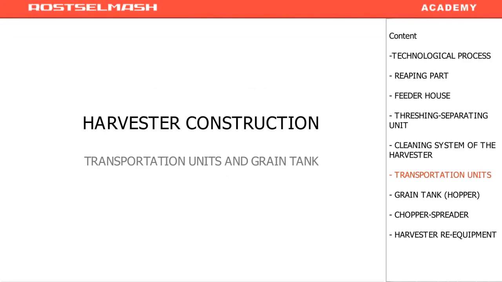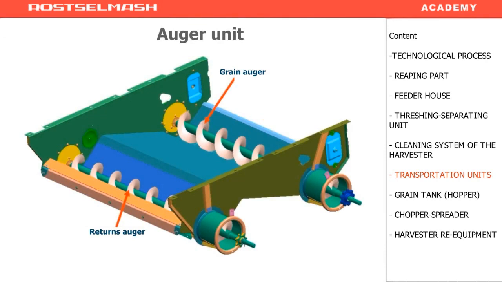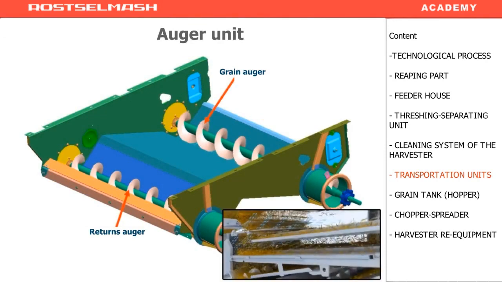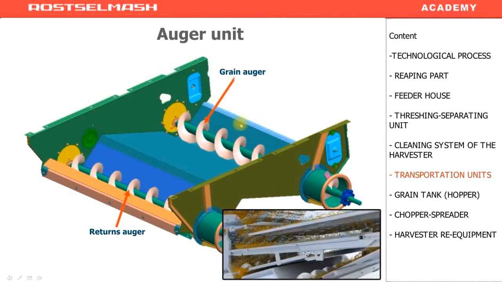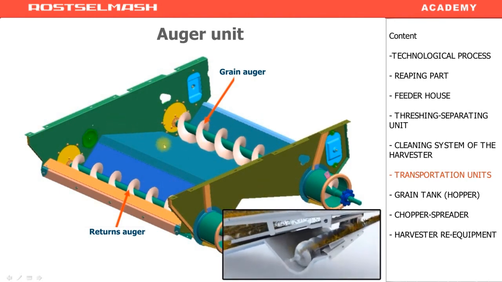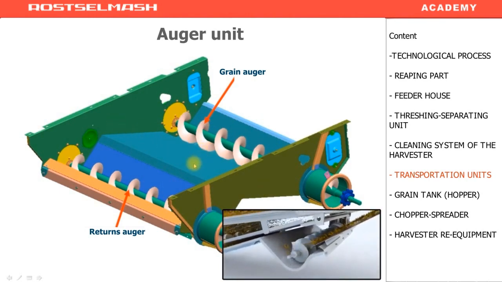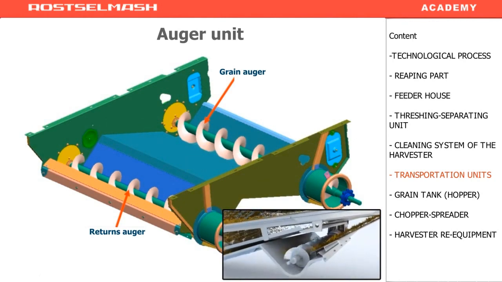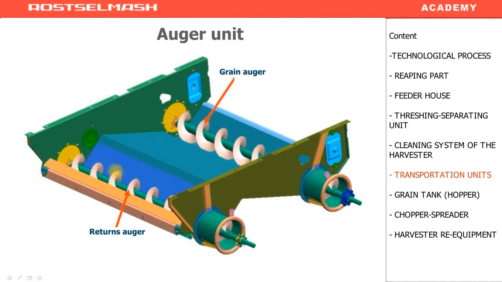Transportation units, and the grain tank. The auger's unit is located behind the fan, along the movement of the harvester. It consists of a grain auger and tailings auger. The tailings auger comes after the grain auger. The grain goes down the chute board and falls here. This clean grain is spilled through the lower sieve. Unthreshed wheat heads also fall here, down the chute board, through the extension. The elevator moves the clean grain into the grain tank. Unthreshed wheat heads are transported to the rethreshing unit.